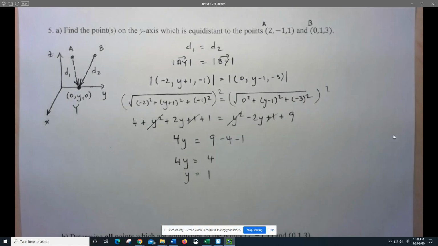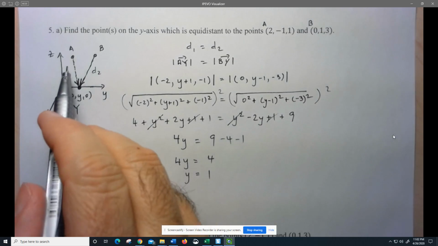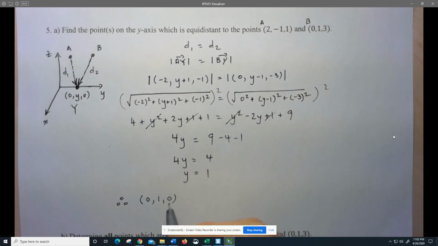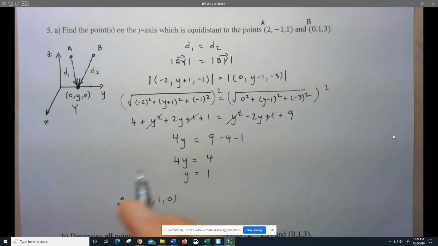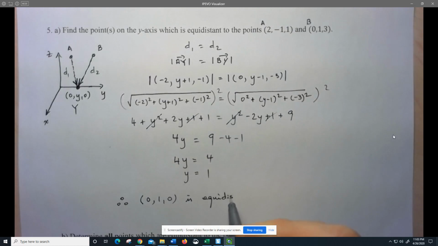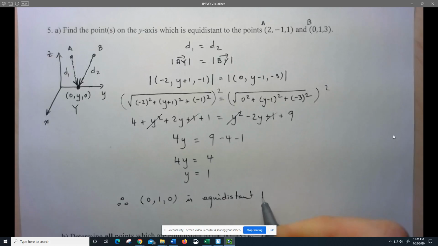Okay, so what does that tell us? Our conclusion here is that we have only one point, okay, which is equidistant to the points A and B. So the point 0, 1, 0, because remember it was our point on the y-axis, is equidistant to A and B. All right?